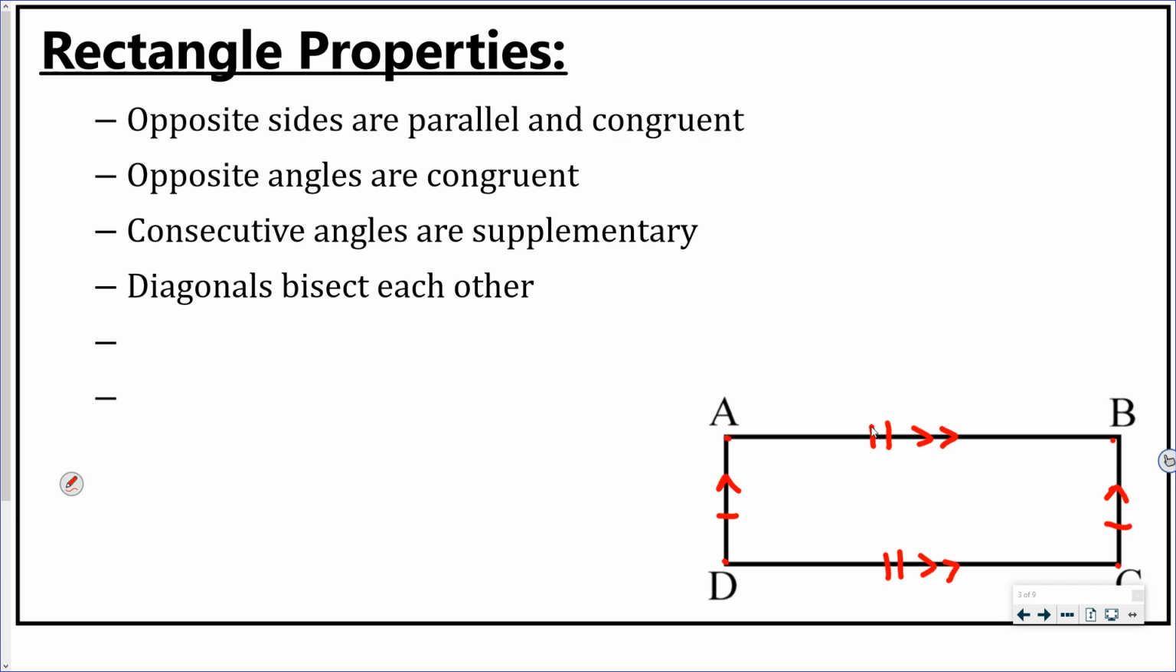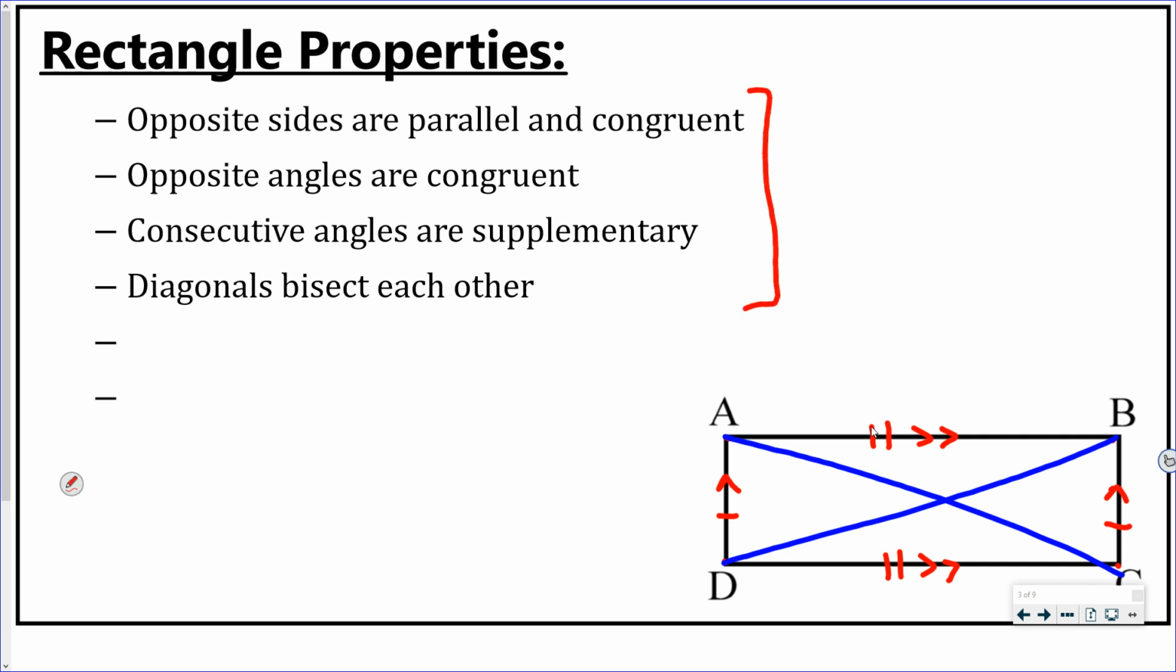Consecutive angles are supplementary, like A and D would add to 180. And the diagonals bisect each other. All right, that's true for all parallelograms. These 4 that I already wrote for you, that's true for all parallelograms.